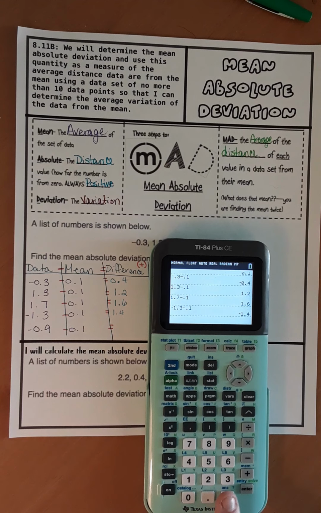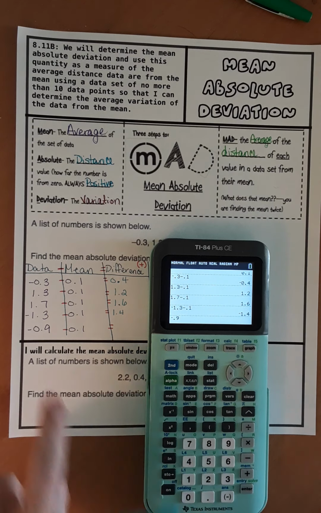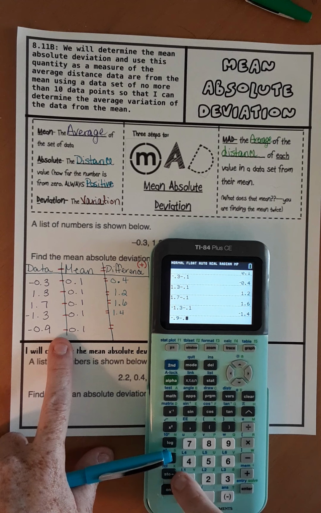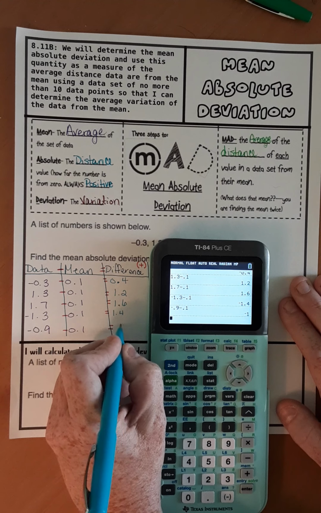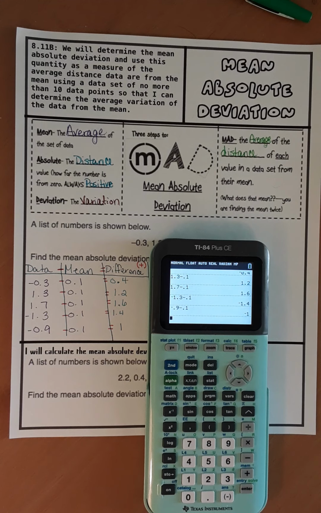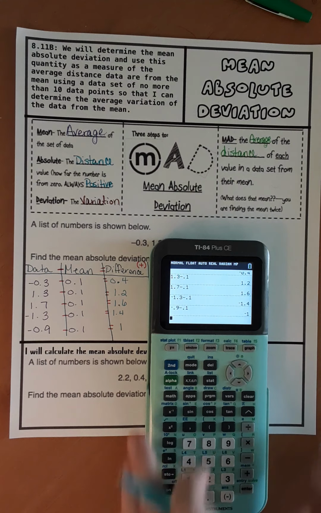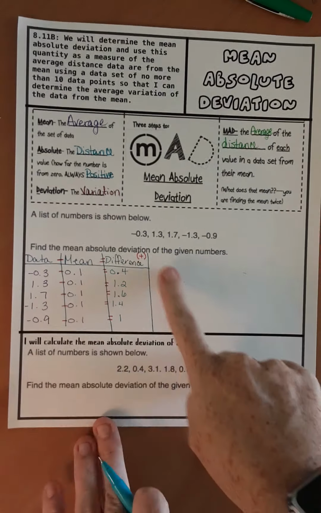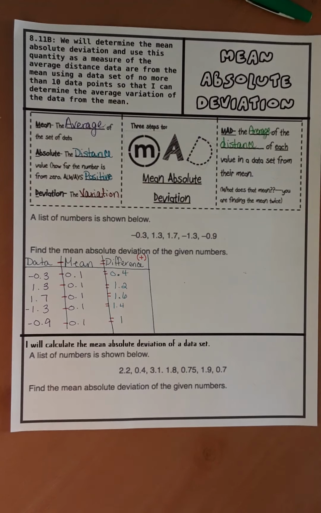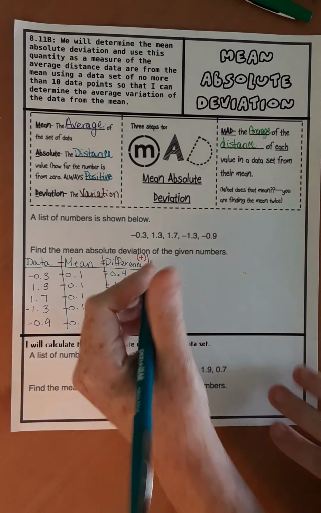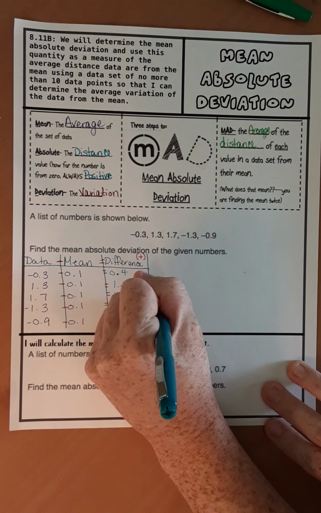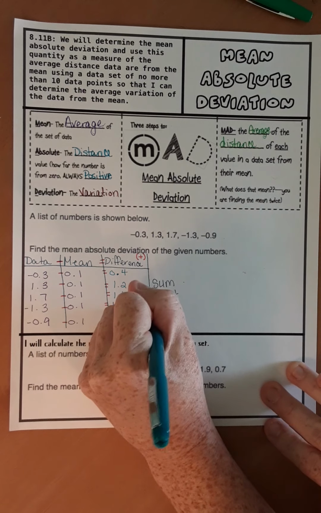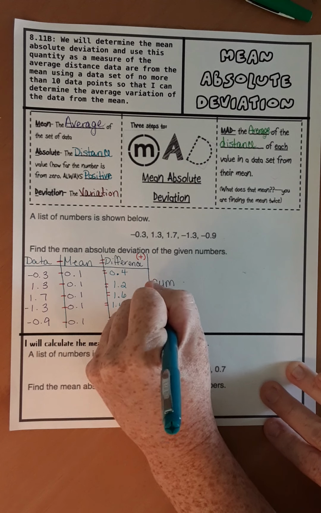And then lastly, negative 0.9 minus 0.1 gives us a negative 1, but we're going to ignore the negative sign and just write 1. Now you have this last part outside of your column. In this space, you're going to write the word sum, count, and MAD.